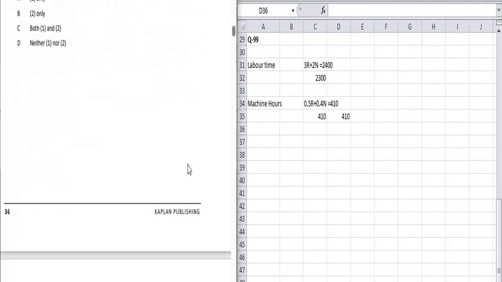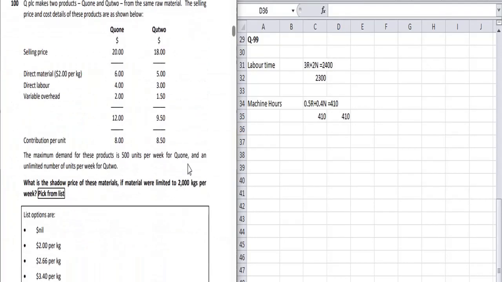Okay, so our next question is, what is the shadow price of these materials if the material were limited to 200 kg per week? So before reading this scenario, I would like to say we can solve this question in two ways, and I will explain both ways of solving this question.